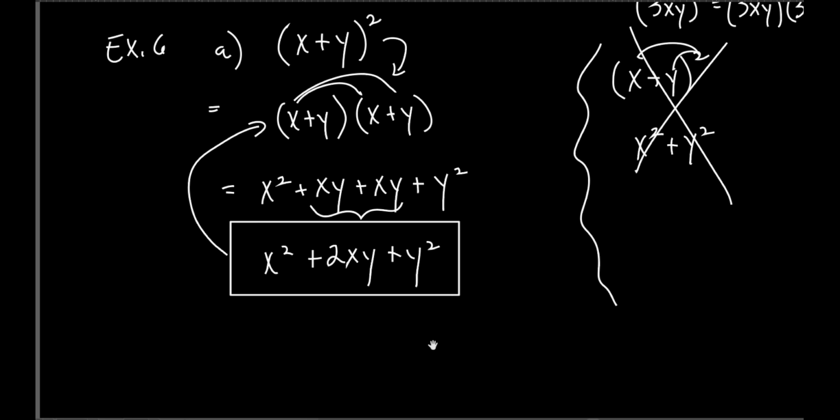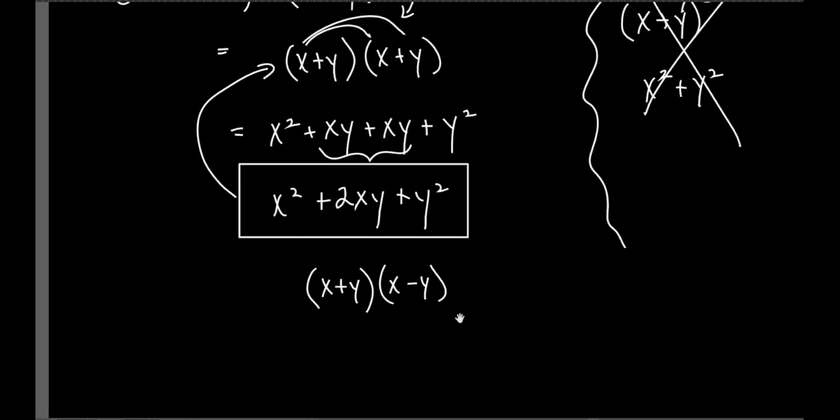Let's do another one. We don't have enough time. But here's the next example. I'll let you try this on your own. What if you had this? x plus y times x minus y. Let's do it really quick. We could probably do this in our head.